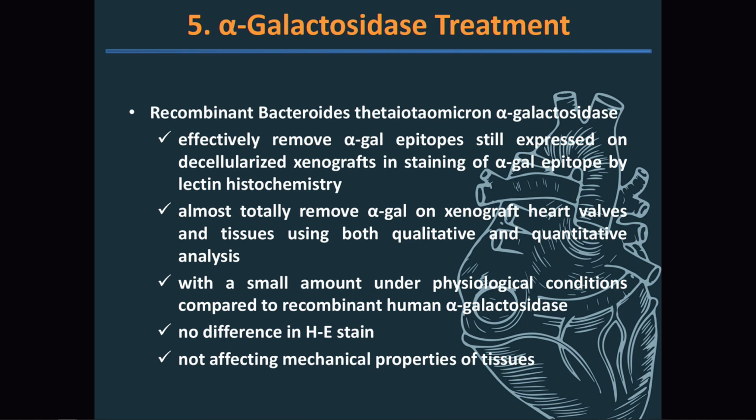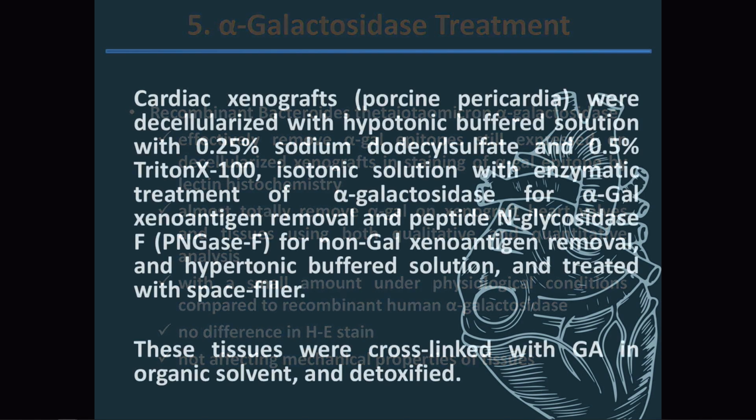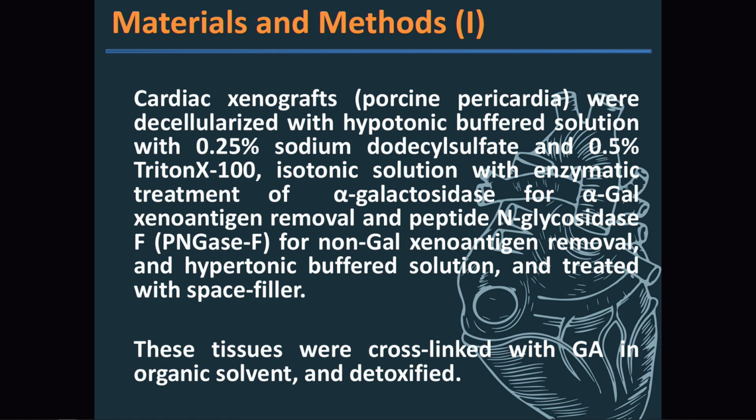And then this treatment protocol was applied in pulmonary stent valves 10 years ago. And then this protocol was applied in patients, more than 700 cases. Now I'm going to talk about the efficacy and safety of peptide-N-glycosidase F treatment for non-gal xenoantigen removal.